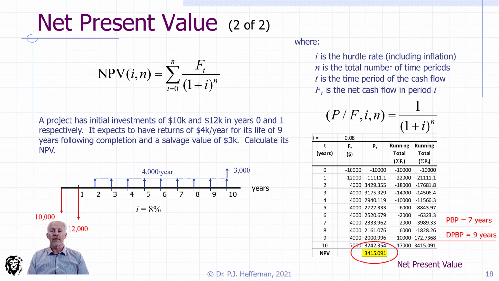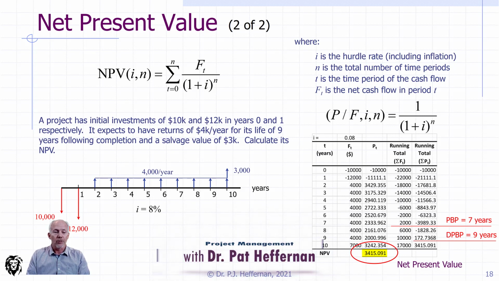So now you've got a couple different tools. You can talk not just about the payback period, discounted or otherwise, but you can also talk about the net present value, which is now not just 0 or positive or negative, but what is the actual net present value to the project as a whole.